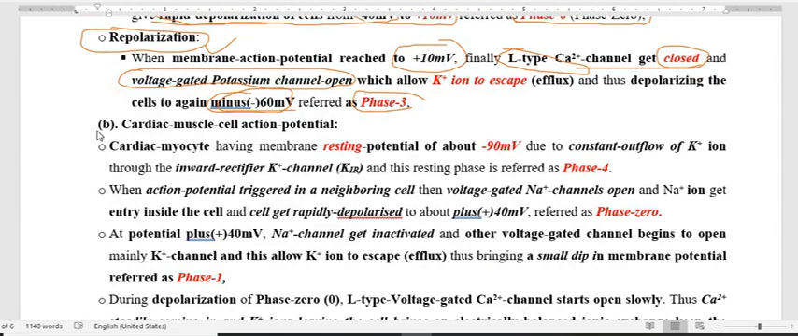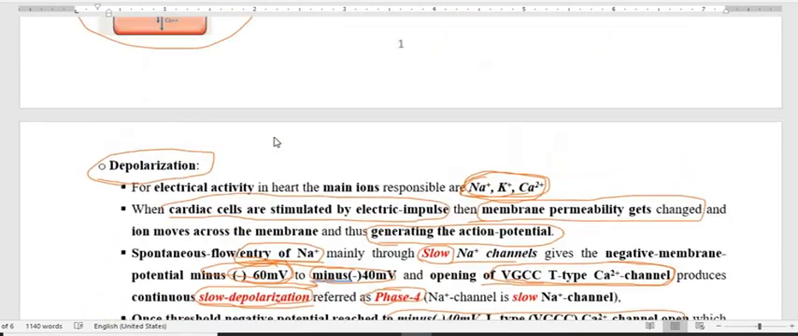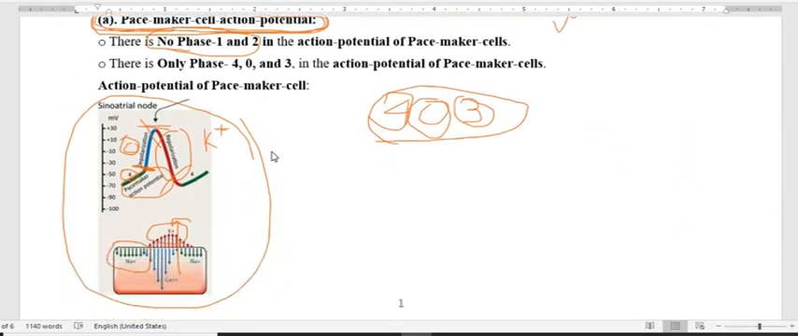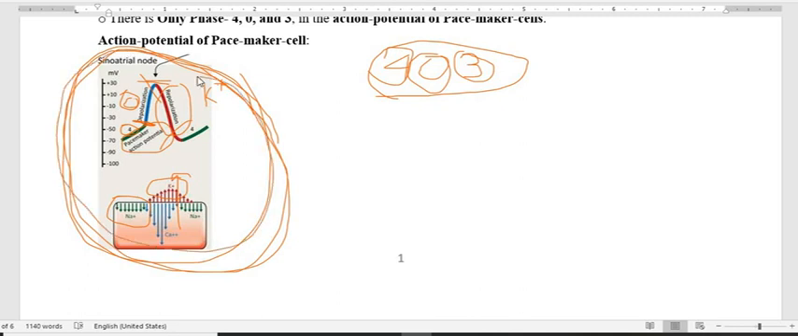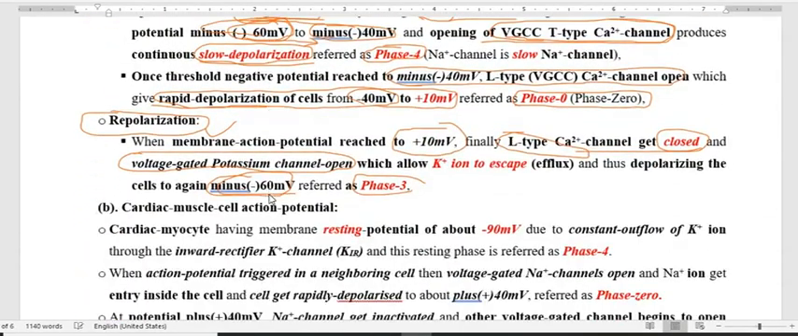Now, why are we going to discuss these things? Because we are going to discuss the drugs that are used to treat arrhythmia. They act on the pathway of this pacemaker action potential, that is, they act on the ion channels. So this is all about the action potential of the pacemaker.